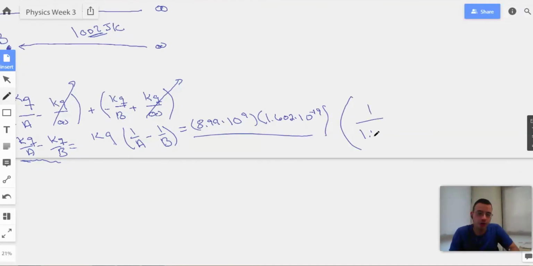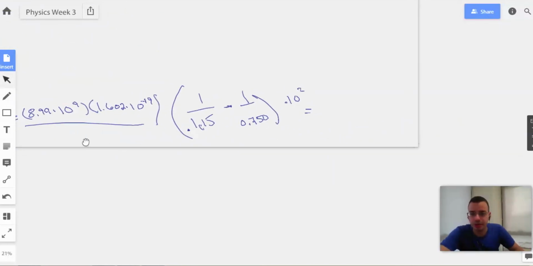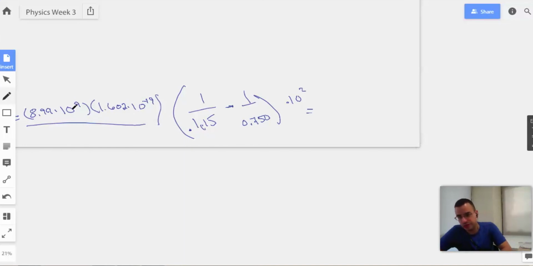Over 0.115 minus, what is it, 0.75? 0.750. And then they're centimeters, so I'm going to put like 10 to the second on top. Wolfram this real quickly, so I get something a little bit simpler. Actually, I'm going to fix the exponents. 9 plus 10. Negative 10 plus 2 is 8. Yeah, close enough.